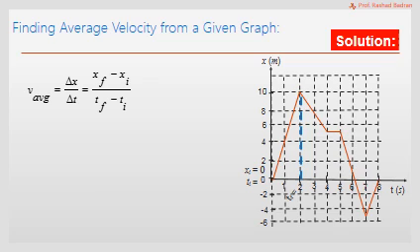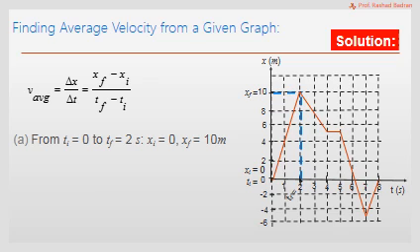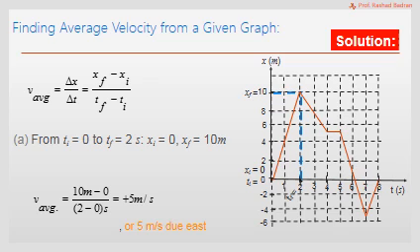And then we find at t final with 2 seconds, the corresponding position equals 10 meters. Then by applying the formula and substituting the x final for 10 and the x initial for 0, that corresponds to the time interval 2 minus 0, the result is 5 meters per second. The positive sign here indicates that the average velocity is directed towards east.